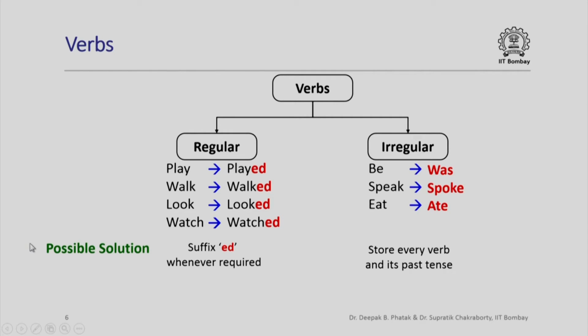Well, we might say that we are going to keep track of what are the regular verbs and what are the irregular verbs. For the regular verbs, we can just suffix ed whenever we are asked to generate the past tense, but for irregular verbs, we have to store the past tense along with the verb, and if we are asked to generate the past tense of one of these verbs, we can just read out from the stored past tense form of the verb.